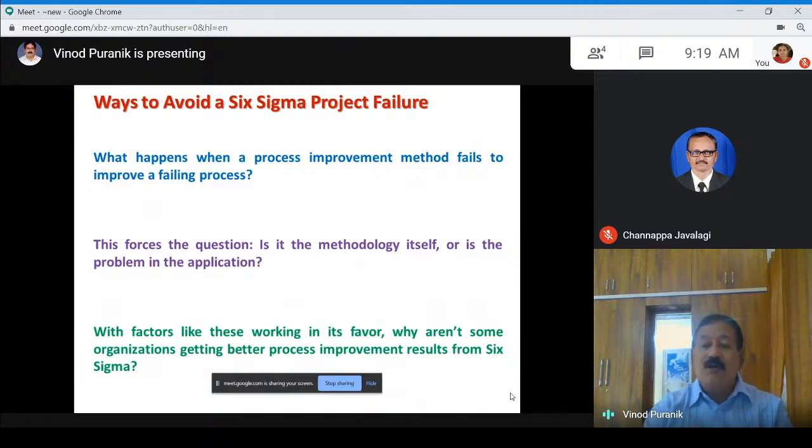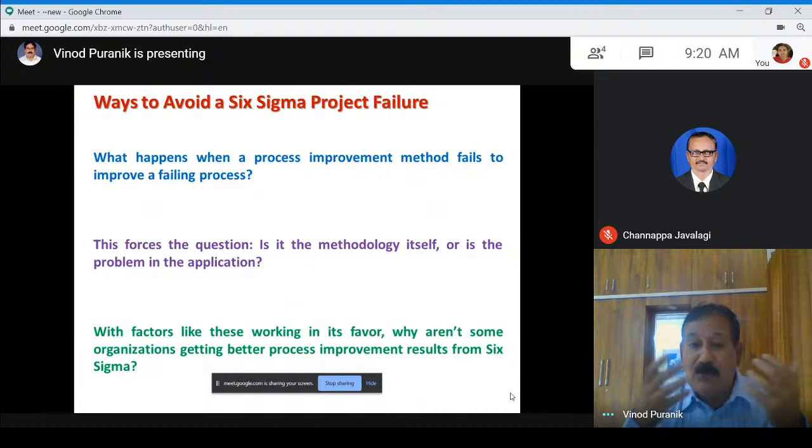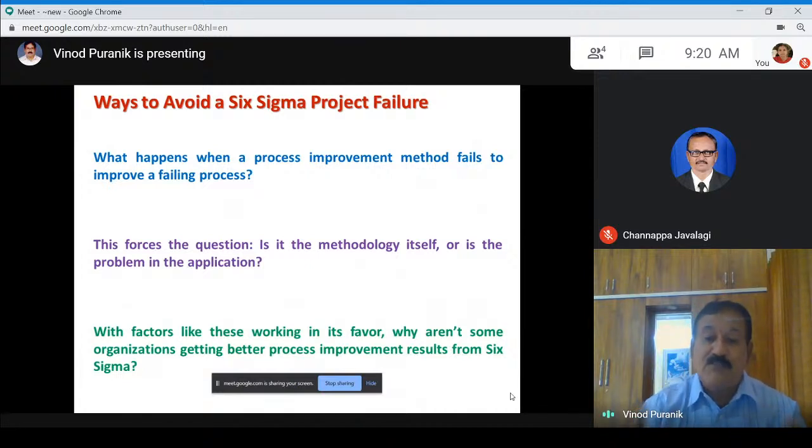We all know that a very strong Six Sigma methodology is available to us, that is DMAIC. It is a very good method to remove defects, and we know that it uses objective statistics to precisely identify process defects, and it recruits A-level employees with expertise in both Six Sigma and the process in question. So with all these factors in its favor, why are some organizations not able to get better process improvement results? It is very important to know why it is not working. What are the factors? Very good tools are available with us, and even after that we are not able to achieve good results. This is a very important thing we should know about.